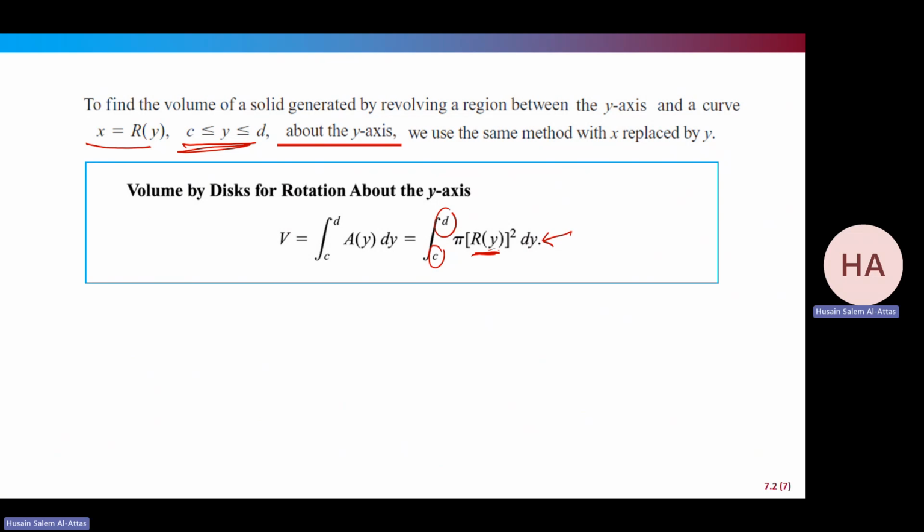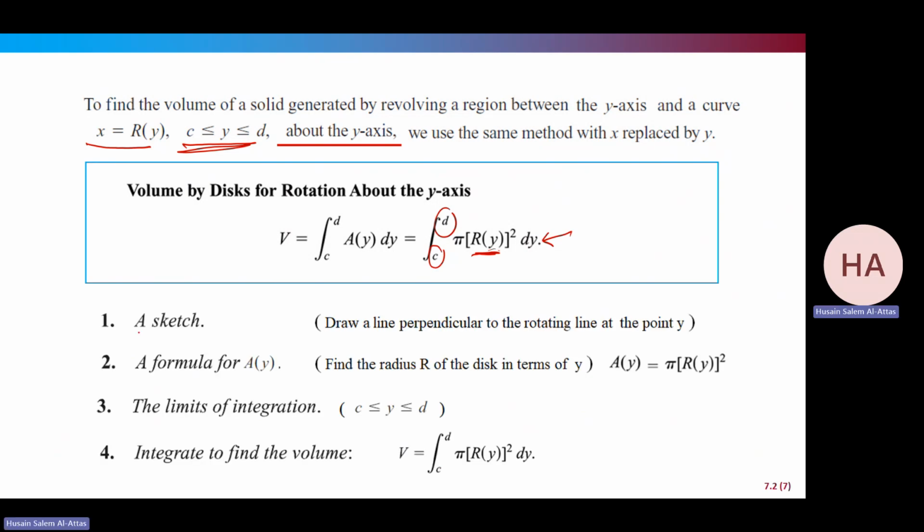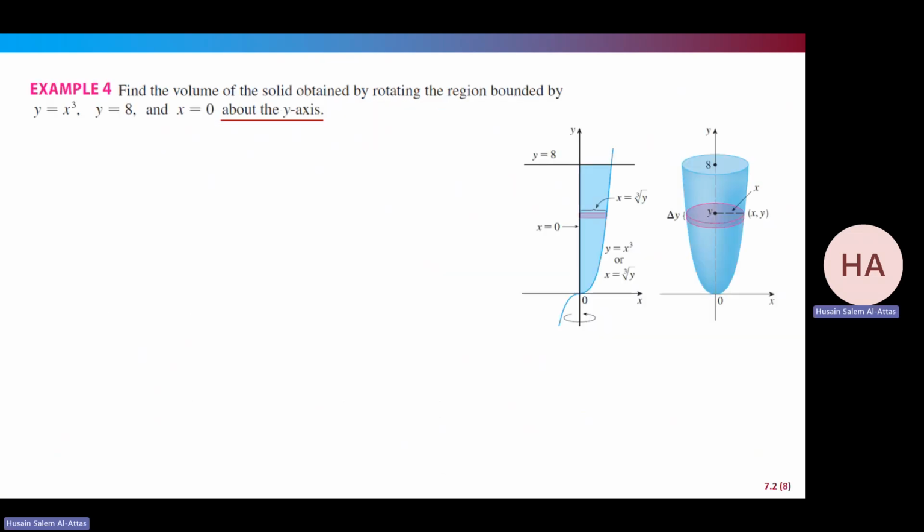That's the only change. Okay, so the same thing: I sketch, draw a line perpendicular to the rotating line. It will be the y-axis or something parallel to the y-axis. At the point y, find A of y, which is pi times r of y squared. Then also find the limits of integration for y, and do the derivative with respect to y. Okay, find the volume of the solid obtained by rotating the region bounded by this.